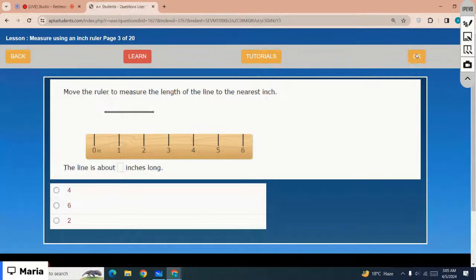Move the ruler to measure the length of the line to the nearest inch. So, which is the correct option? That is just 2 inches long. The correct option is 2. Very good.